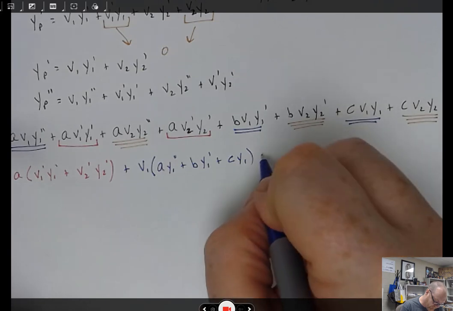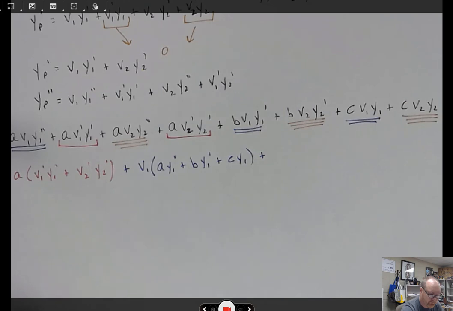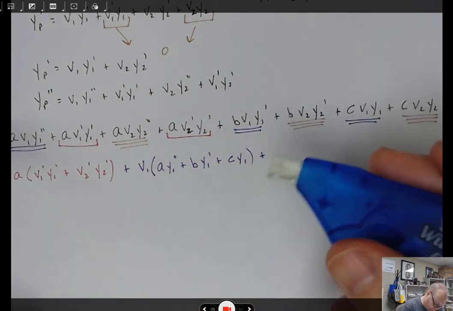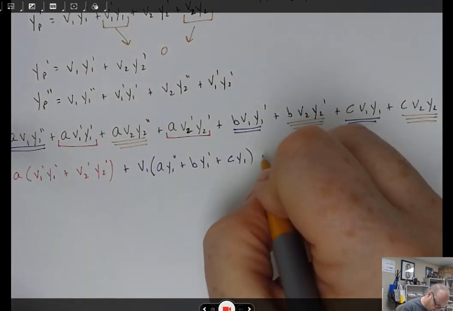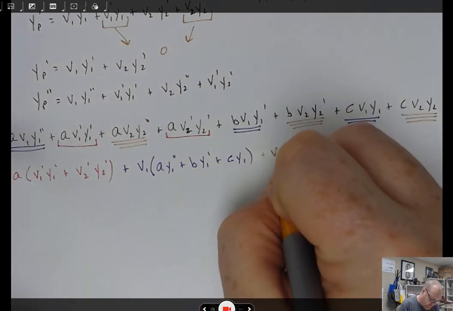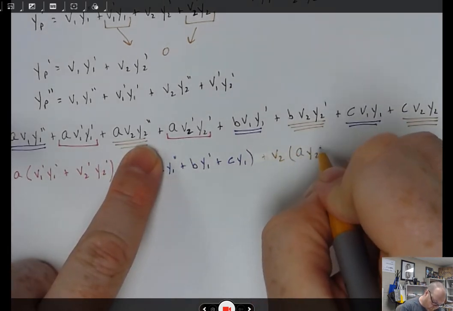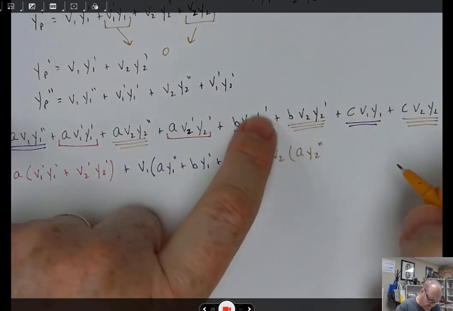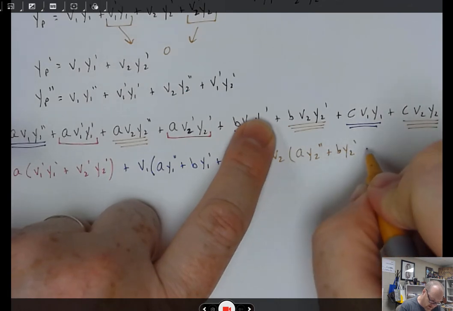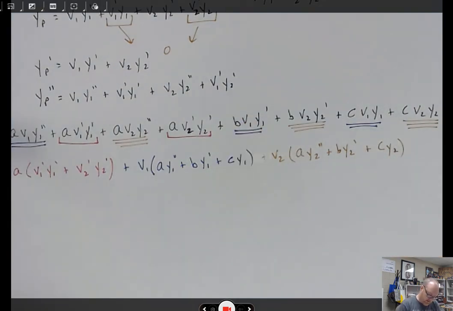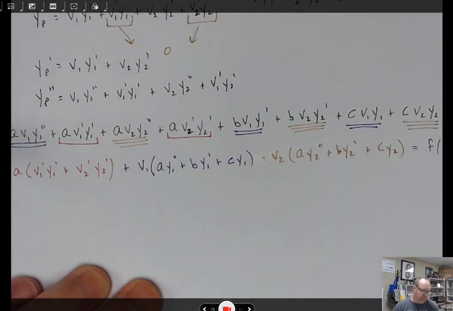If I factor out the v2, let me write it in that same color. This is where I need my dry erase boards. So plus v2, and I'm left with an a y2 double prime, b y2 prime, and c y2. And all of that is equal to f of t.